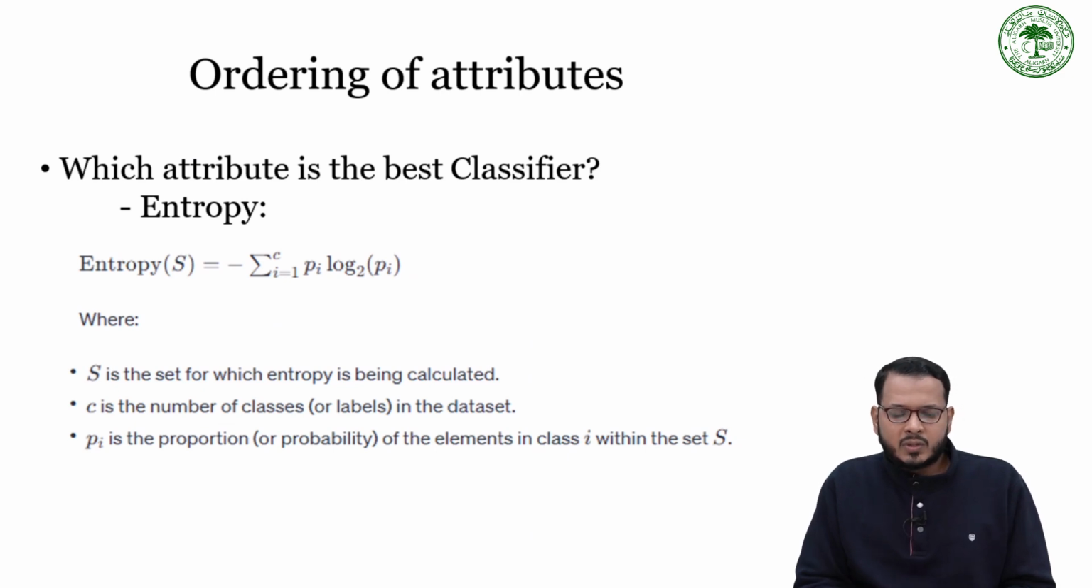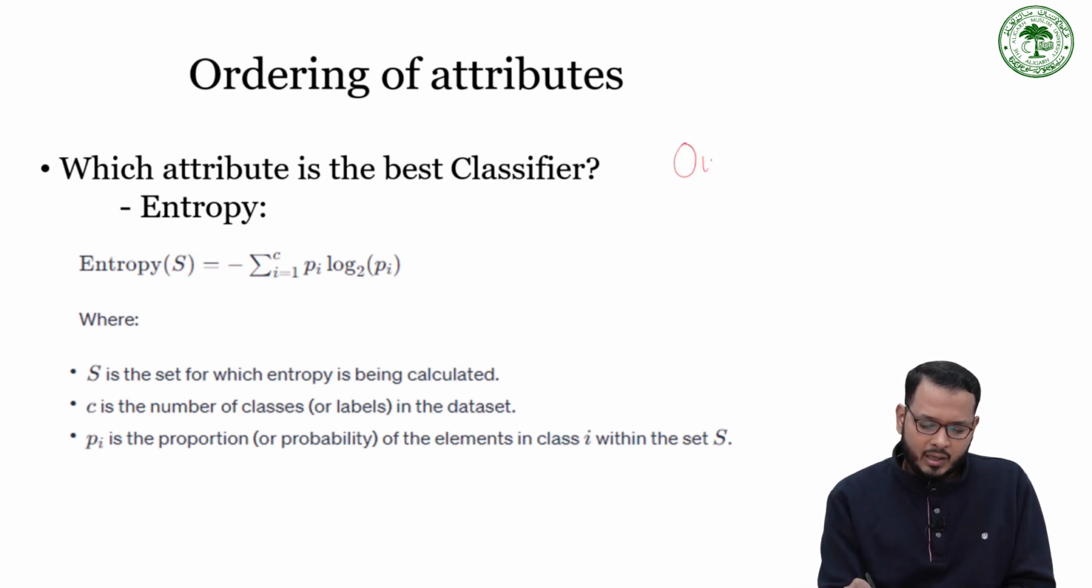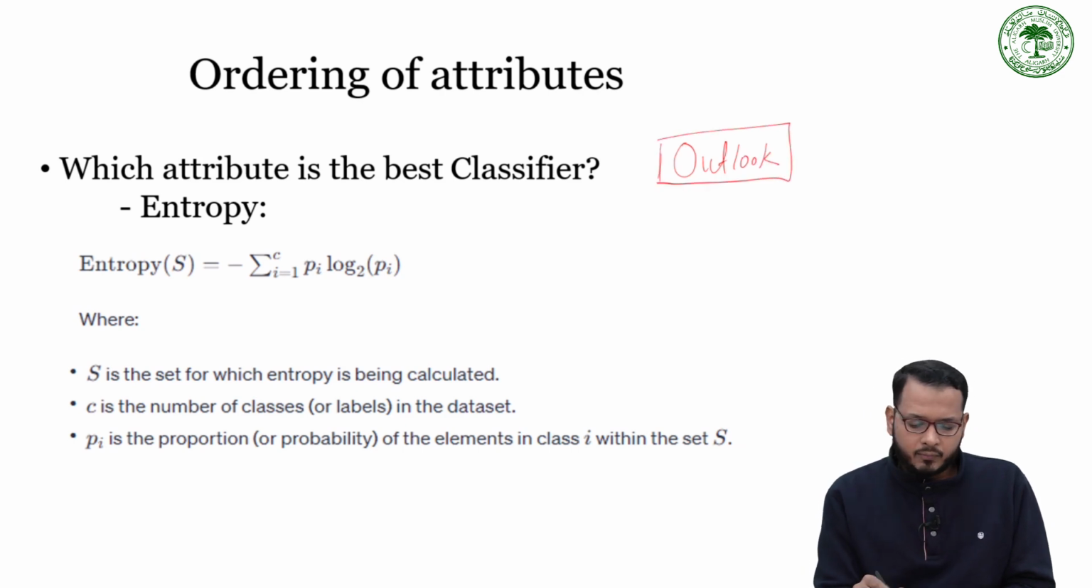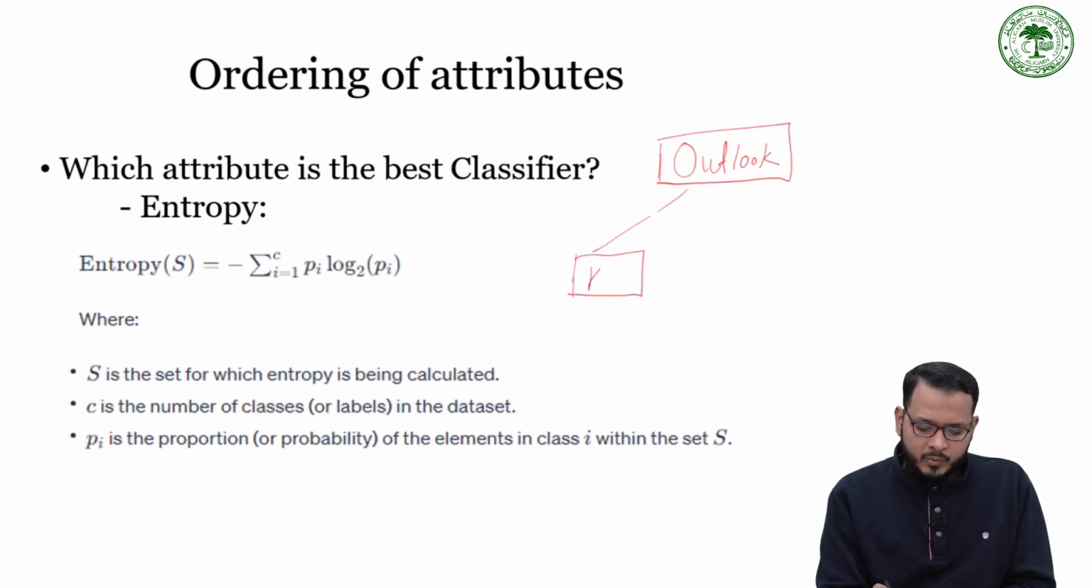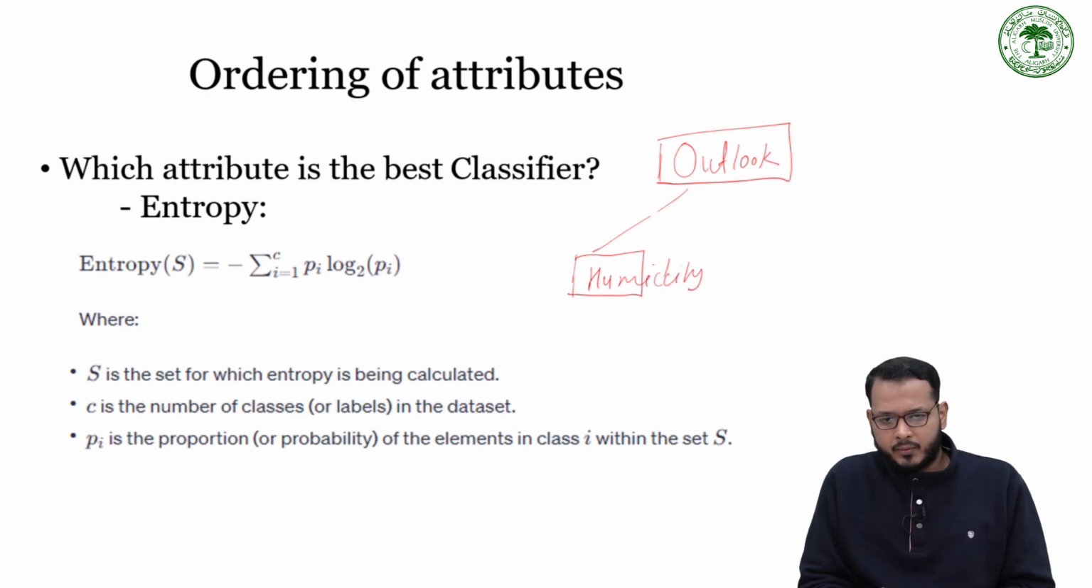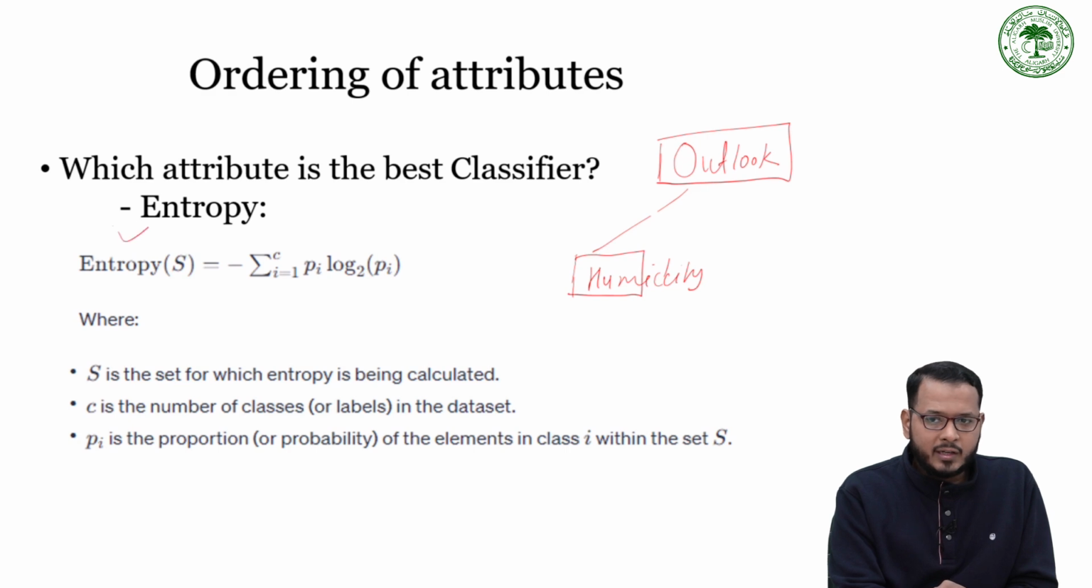Now, an obvious question is how we will arrange the attributes. As in our example, how we would know that outlook should come on top, which we also call the root node, then humidity should come, and so on. For that, many measures are available in the literature. One very commonly used measure is the entropy measure.